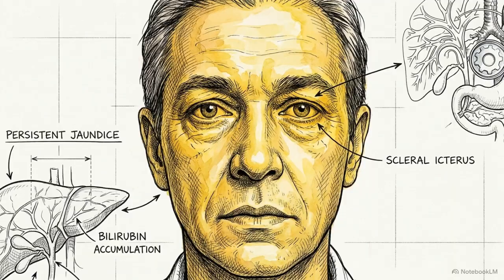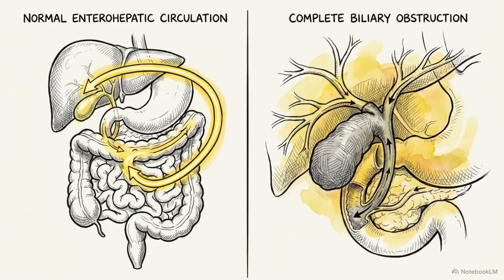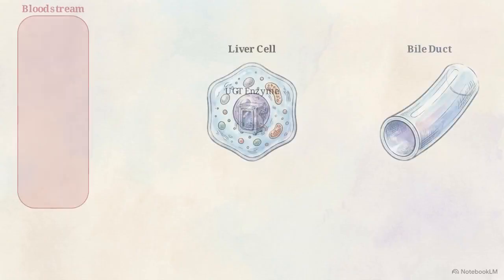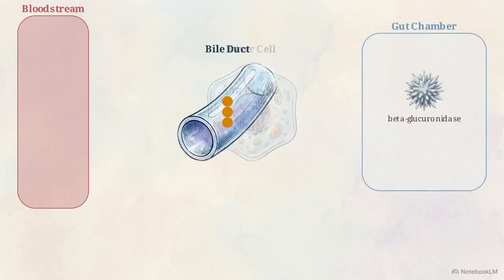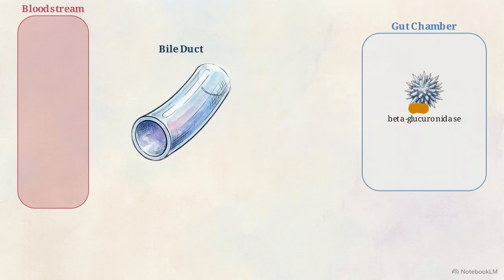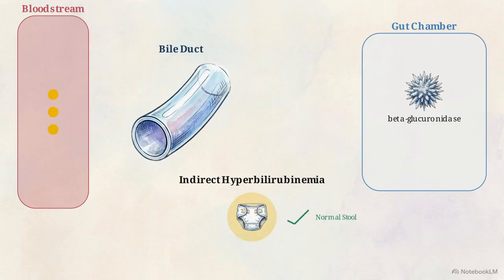Our final dilemma features a 3-week-old neonate presenting with persistent jaundice. We must determine if this is a benign physiologic metabolic lag or a hard anatomical obstruction. Normally, unconjugated bilirubin enters the hepatocyte, is processed by the UGT enzyme, and exits into the bile duct as conjugated bilirubin. In breast milk jaundice, beta-glucuronidase in the gut deconjugates the bilirubin, forcing it back into the bloodstream. This creates a benign indirect hyperbilirubinemia, where the infant continues to thrive with normal stools.